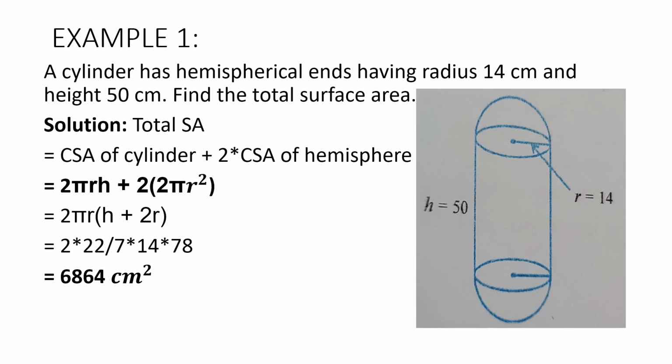Take the first example. A cylinder has hemispherical ends having radius 14 cm and height 50 cm. Find the total surface area. Now this is a combination of solids. The total surface area would be the curved surface area of the cylinder plus 2 times the curved surface area of hemisphere, because there are hemispheres on both the ends. After writing the formula, we have 2 pi rh plus 2 into 2 pi r square. Putting the values, we get the total surface area as 6864 centimeter square.